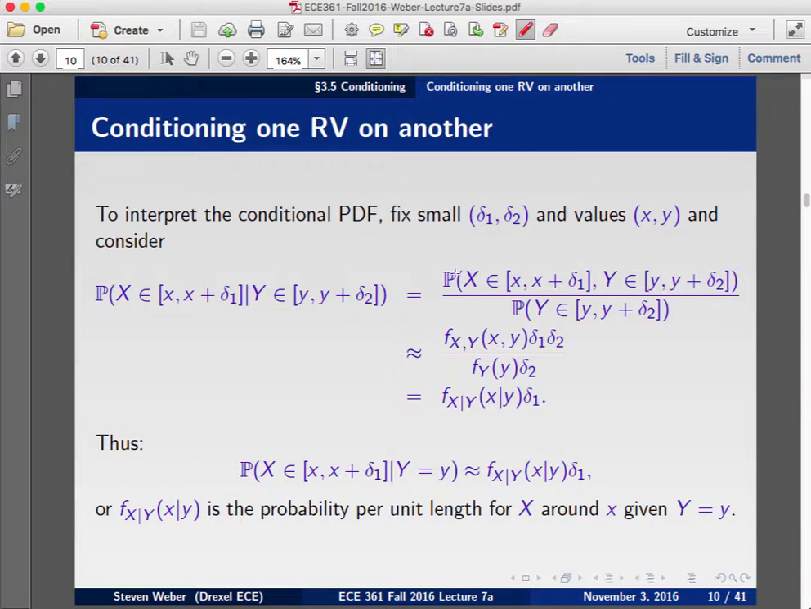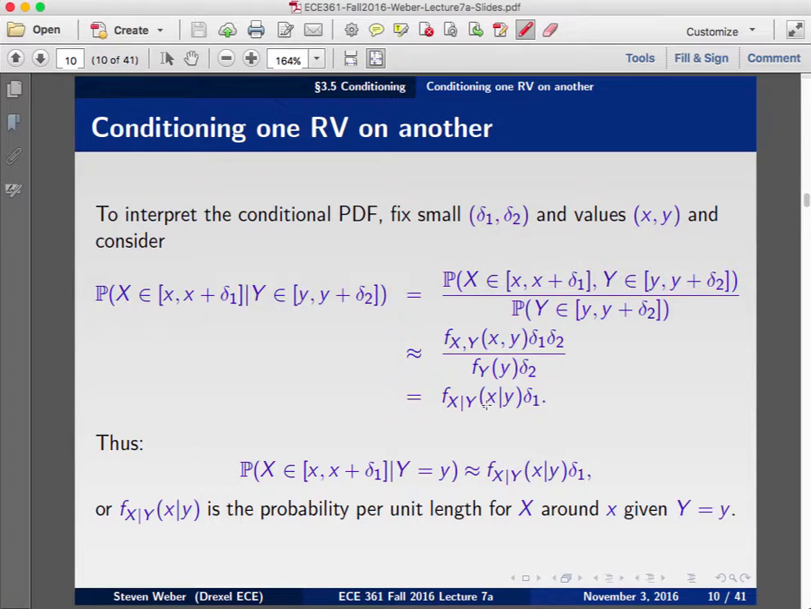So in the numerator, for sufficiently small delta 1 and delta 2, this is the joint probability density function at the pair x, y times the area of the rectangle. And in the denominator, the probability that the random variable y is in the interval y to y plus delta 2 is roughly equal to the density of y at little y times the width of the interval, delta 2. Now you see that the delta 2's are going to cancel, and what you're left with is the ratio of the joint over the marginal times delta 1. And of course, the joint over the marginal is the conditional distribution.